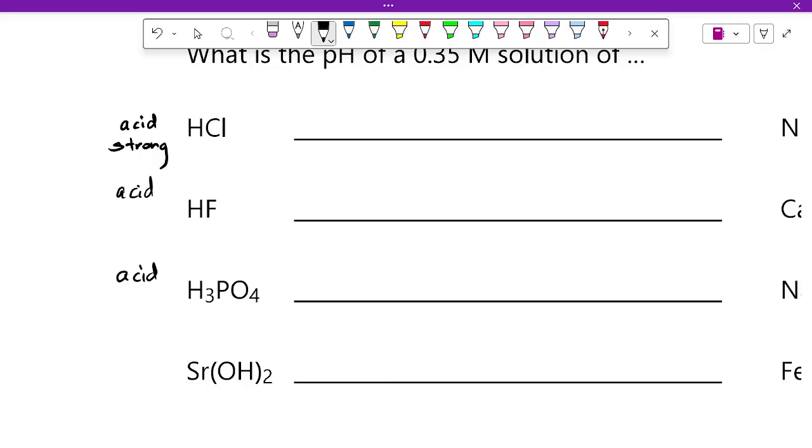Okay, so hopefully you guys got that this is a strong acid, this is a weak acid, and this is a weak acid. How about Sr(OH)2? What is that? That is a base. I'm just going to go with B for now. Is that a strong base or a weak base? That is a strong base because metal hydroxides are strong bases.